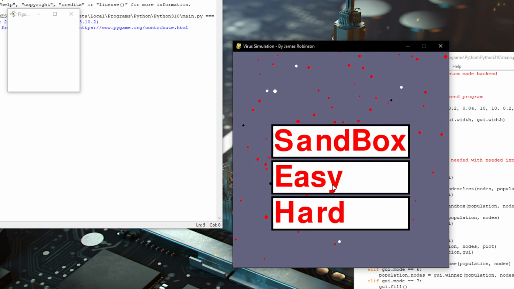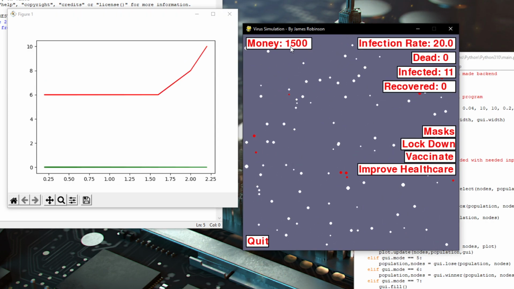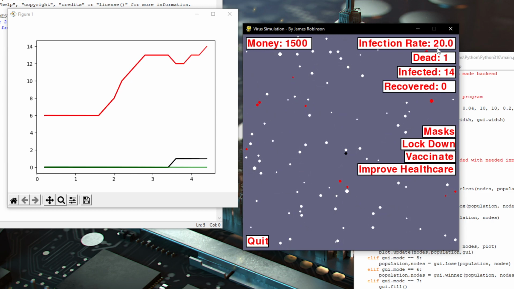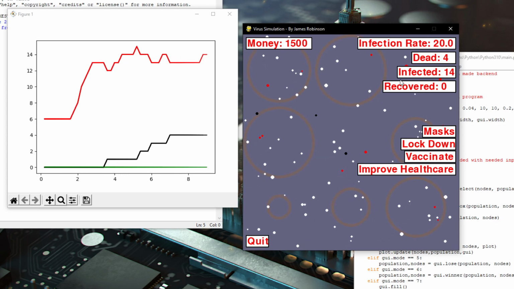We have two game modes at the moment, easy and hard. With easy, you're going to start with 100 people, $1,500, and an infection rate of 20. It's going to start with 4% infected as well. So it's quite an easy game mode.